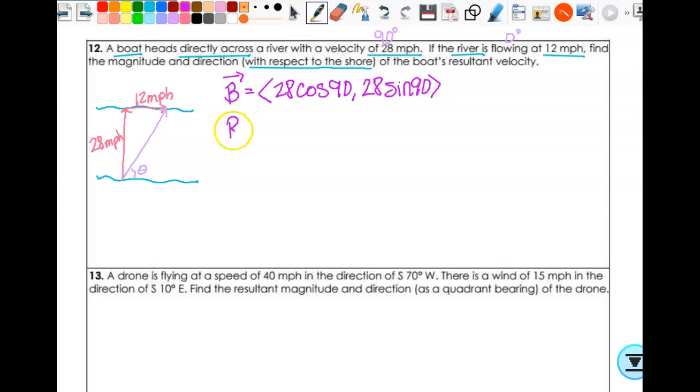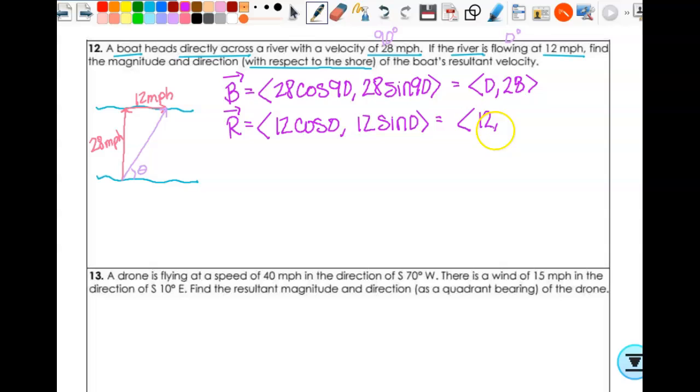Then we have the wind. It's going to be 12 times the cosine of 0, 12 times the sine of 0. So let's simplify these before we go to the calculator. What is the cosine of 90? 0. So that means that this x component is 0. What's the sine of 90? 1. So this is 28. The cosine of 0 is 1, so that makes this 12. The sine of 0 is 0, so that makes this 0.